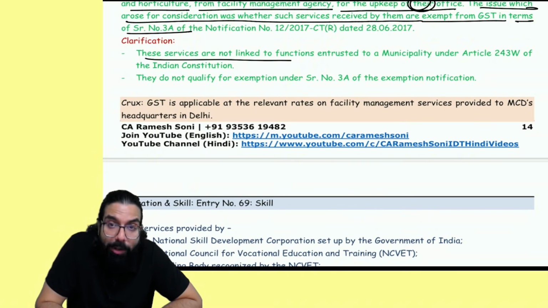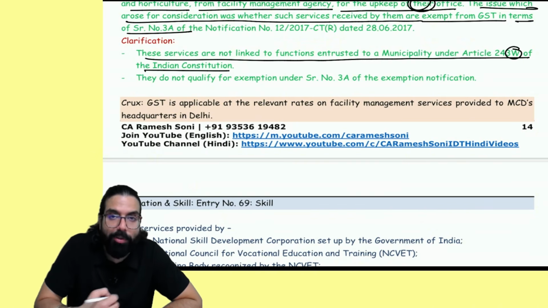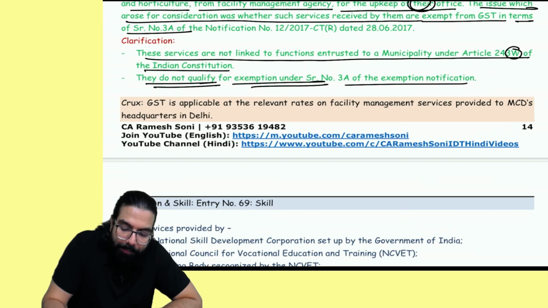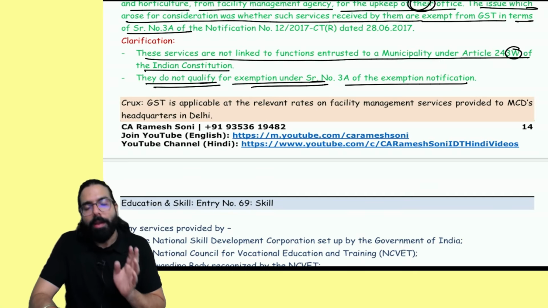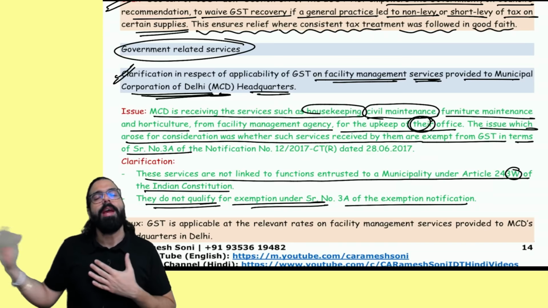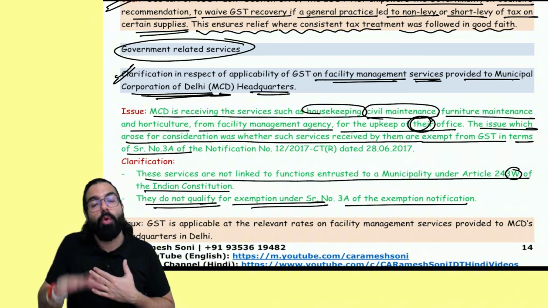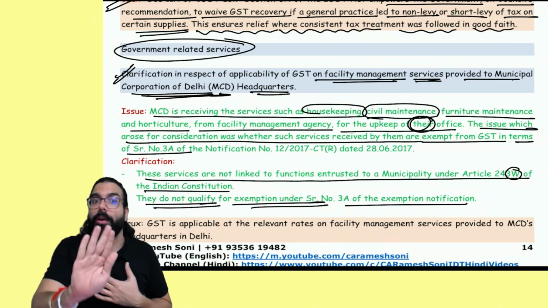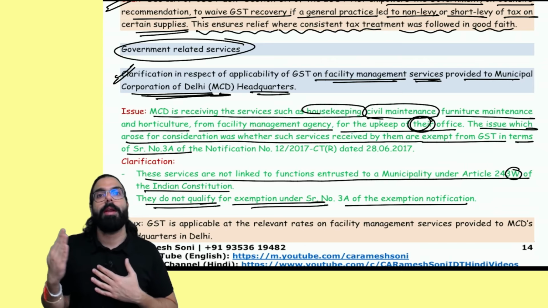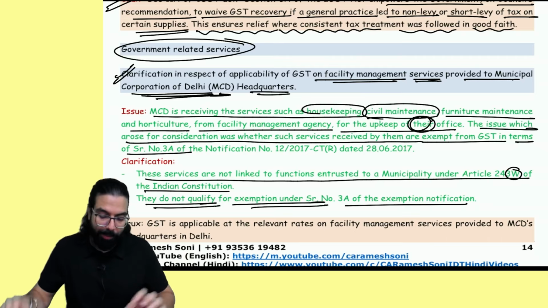These services are not linked to functions entrusted under 243W of the Constitution of India. They do not qualify for exemption under entry number 3A, and hence you have to remember that when MCD, which is Municipal Corporation of Delhi, takes facilities maintenance service to maintain its own facility, those services are not exempt from GST. It means if a facilities maintenance agency provides them the service, they will charge GST. Please remember this. This point is clear. Next.